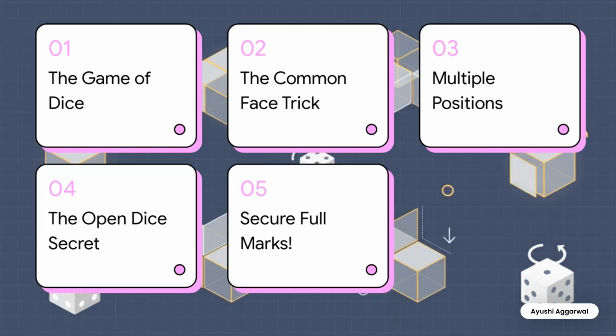All right, so here's our game plan. First, we'll get down to the basics of a dice, the fundamentals. Then, we're gonna learn 3 super powerful rules that'll solve pretty much any question you can find. And finally, we'll make sure that you don't lose a single mark in the exam.